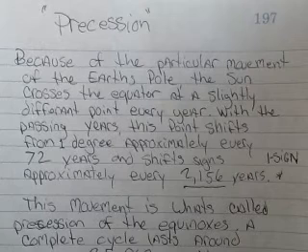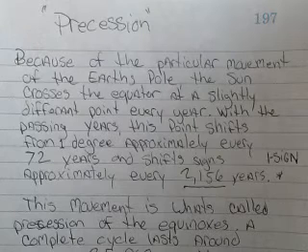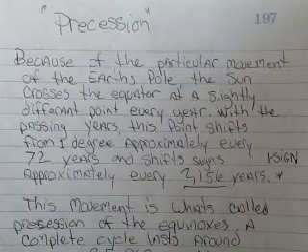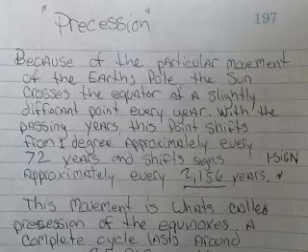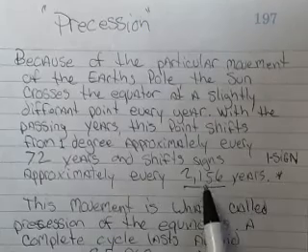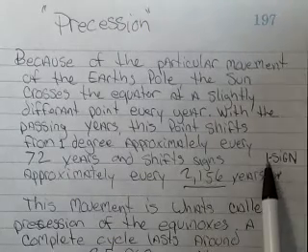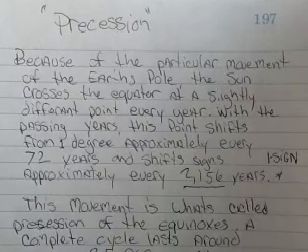Because of the particular movement of the Earth's pole, the sun crosses the equator at a slightly different point every year. With the passing years, this point shifts 1 degree approximately every 72 years and shifts signs approximately every 2,156 years. So roughly, it takes about 2,150 years for one of the zodiac signs to complete its full cycle.